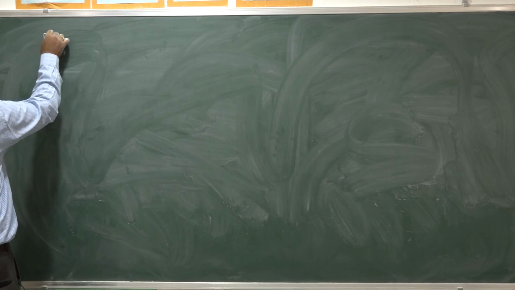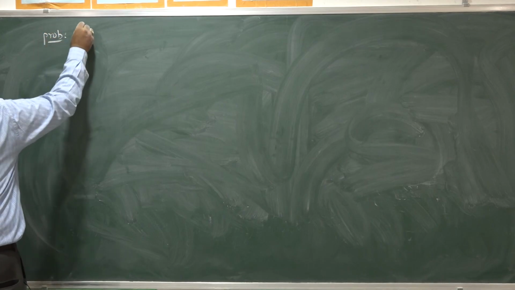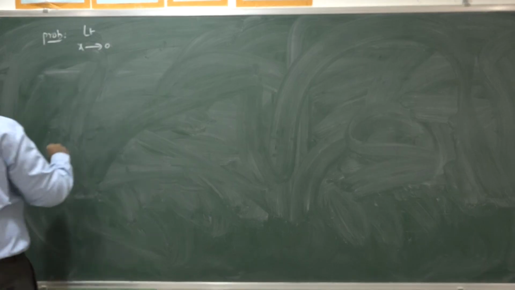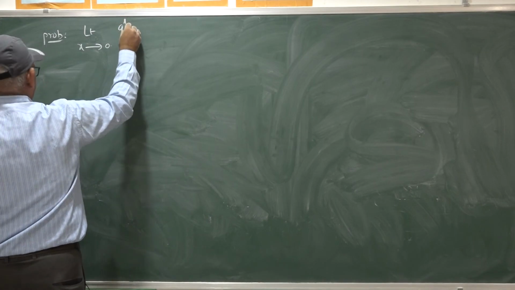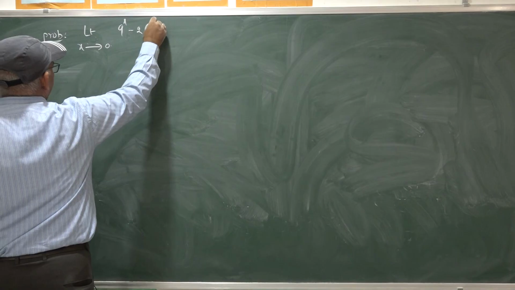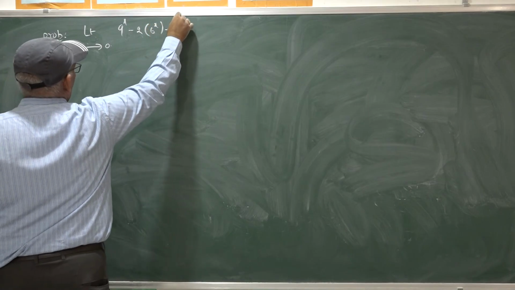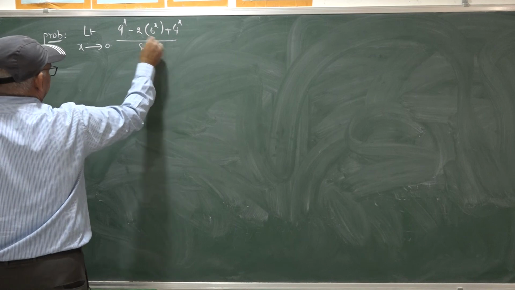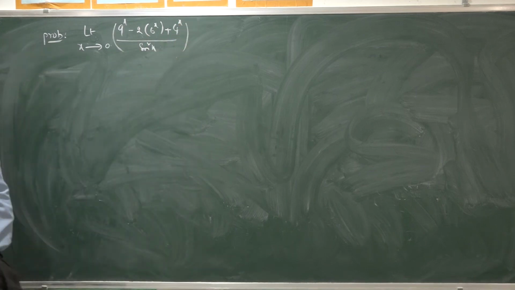This is one more important model. Limit as x goes to 0 of (9 power x minus 2 into 6 power x plus 4 power x) by sin square x, which comes under the exponential limit.